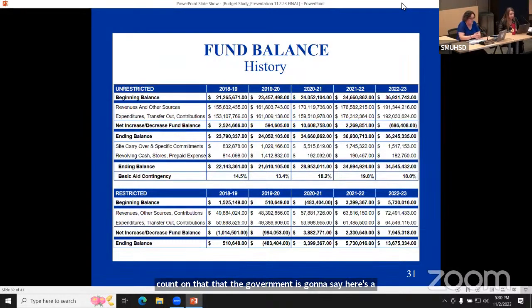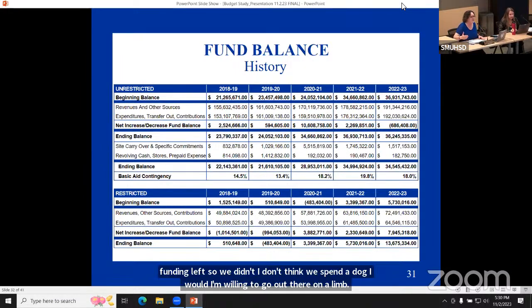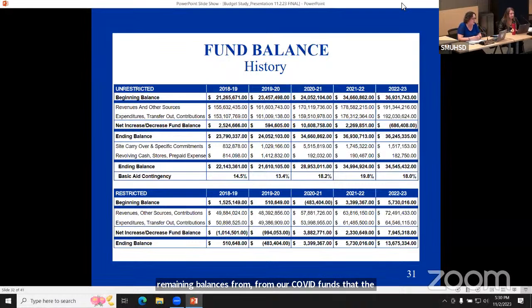And so that's partly why we have that restricted funding left. So I don't think we spent $1. I'm willing to go out on a limb. I don't want to bet dinner because I like to eat, but I'm willing to bet that we didn't spend $1 of any of our ending balances from prior years on anything COVID related, because we still have remaining balances from our COVID funds that the state and federal government gave us, but we can't always count on that. I'm just saying that's the way we say rainy day fund in case we need it.